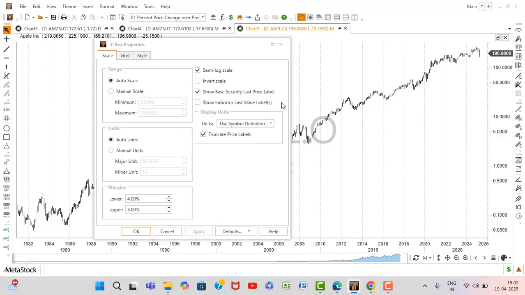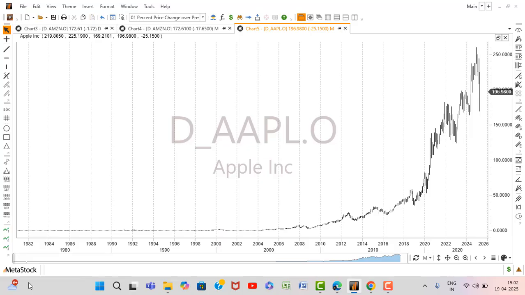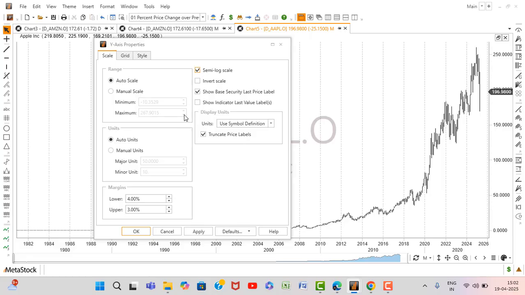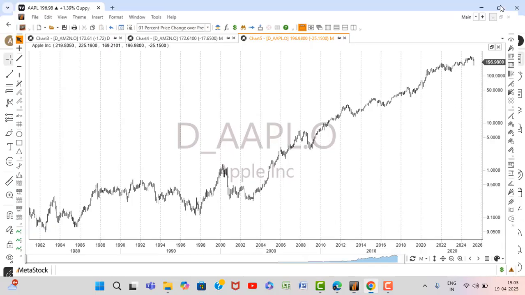And if I make it an arithmetic scale, not a log scale, the default arithmetic scale, this is how Apple looks. Here also it hides all the data between 1982 to 2012, because those are very small, minute moves on the arithmetic scale. Whereas on a log scale, this looks like this. We see so much information up till 2012. Apple has done a lot of up and down movement. So we see a chart in log scale.